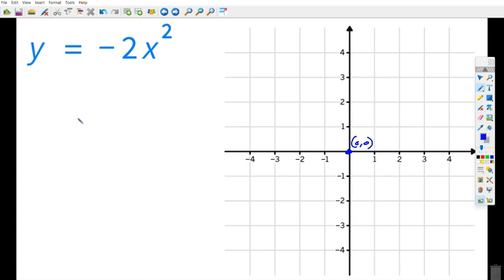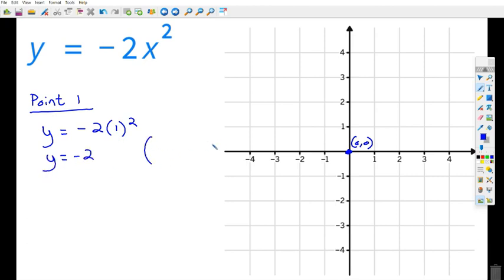So I'm going to pull points out from the sky. I'm going to use 1 again, just because it's nice and easy to substitute 1 in. So for my first point, I'm going to substitute 1 in for x. So I'm just going to substitute 1 in there. Always use your brackets. And that's going to give me -2.